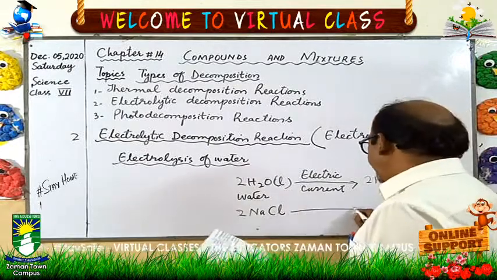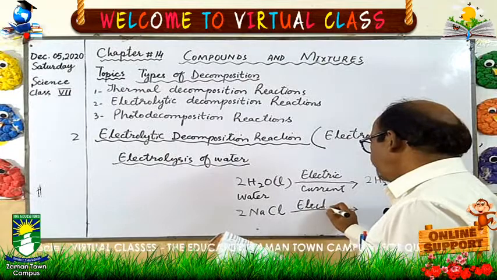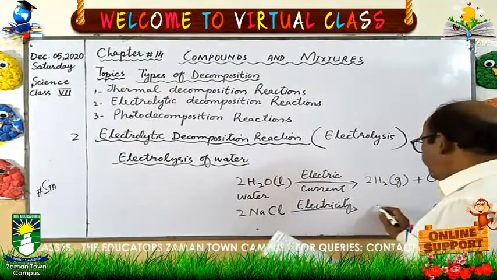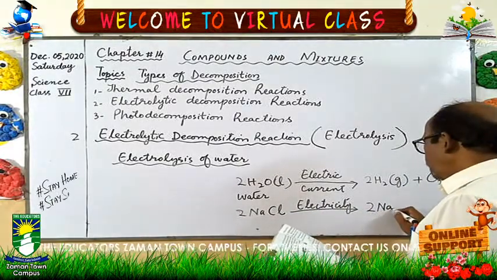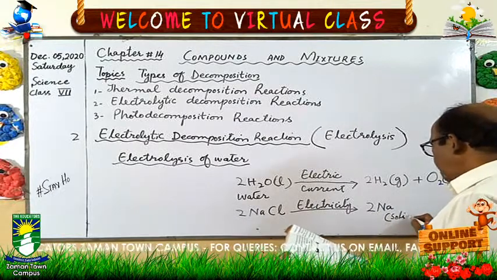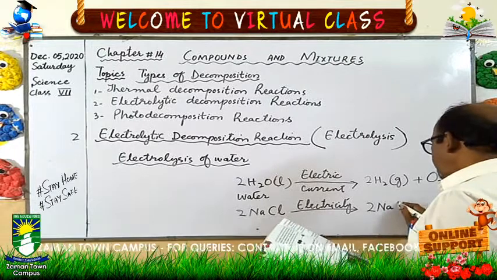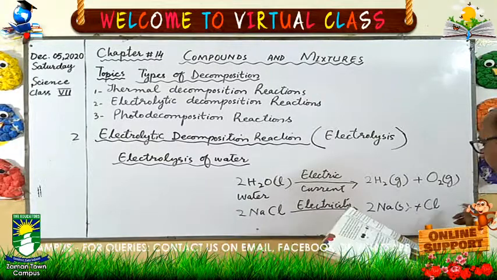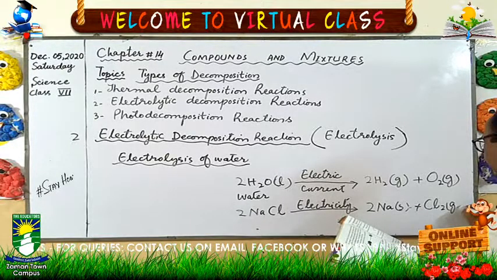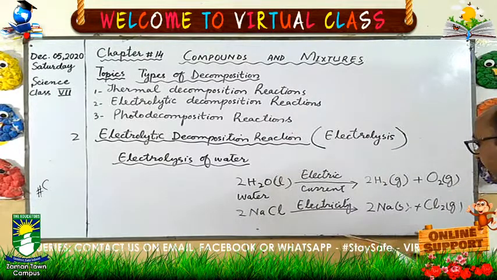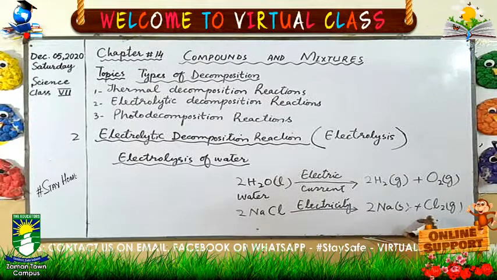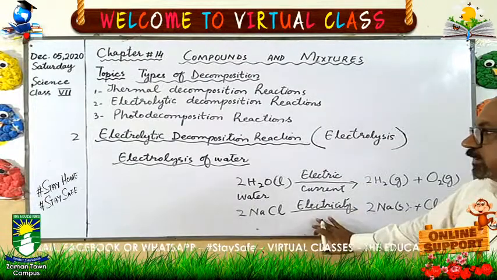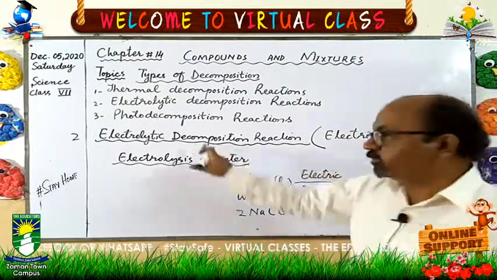When we provide electricity, electric current, it will be broken down into sodium, which will be a solid, plus chlorine. Chlorine is a gas. That is not written in the book, but chlorine is a gas. A gas is evolved and it will separate sodium from the sodium chloride. So these types of reactions are called electrolysis or electrolytic decomposition reaction.